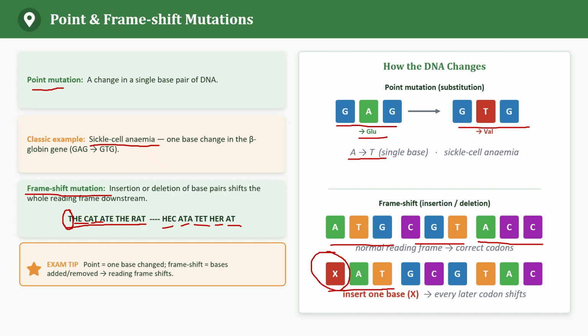So similarly, the entire protein sequence changes after the mutation. And what's the difference between point mutation and frame shift mutation? See, in point mutation, one base changes and the reading frame remains the same, right? But in frame shift mutation, what happens? A base is inserted or deleted, and the entire reading frame is changed. So from the exam point of view, you should remember point mutation is one base change and frame shift mutation is the whole reading frame shifts.